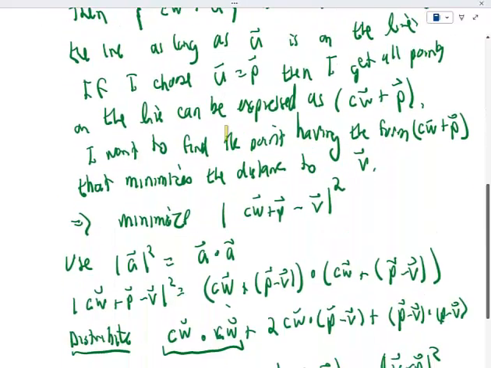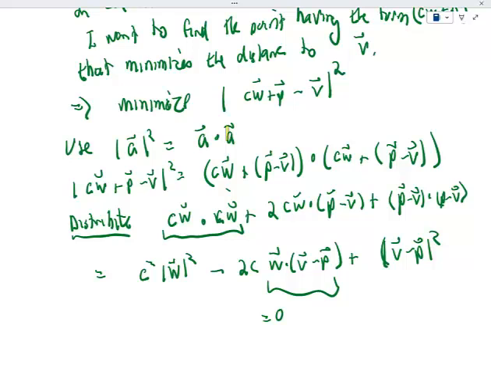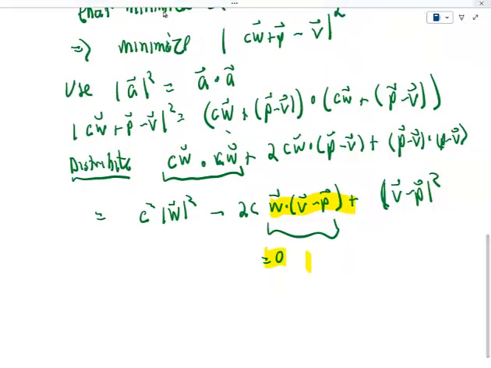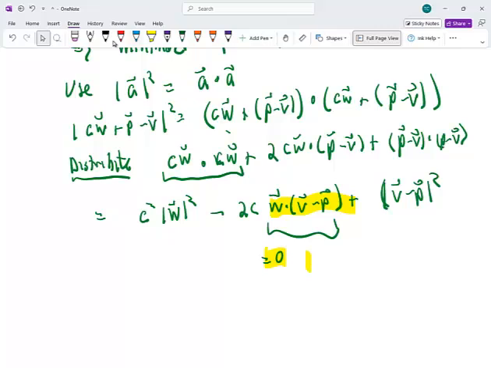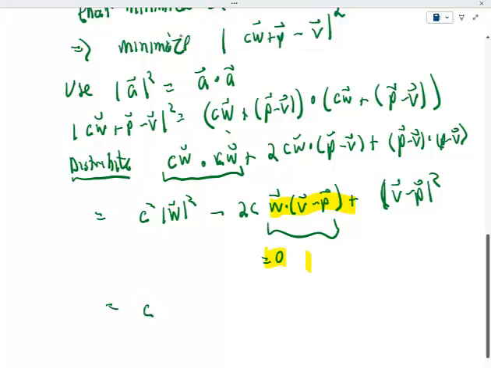All right, so in particular, we have that this here is orthogonal to all vectors in the line. So in particular, it's orthogonal to W. So what we have here is it's equal to C squared times the length of W squared plus the length of V minus P squared.